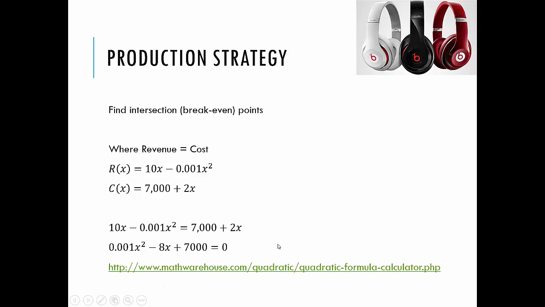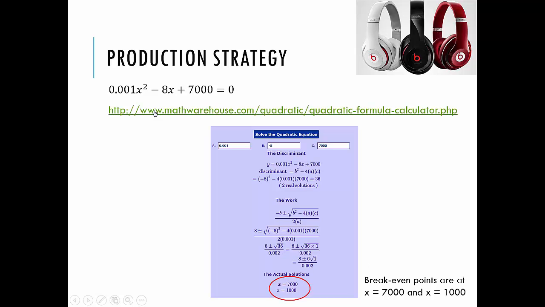Remember, when you solve a quadratic, you set everything equal to 0. And so then you plug in your A, don't forget that negative, you plug in your B, you plug in your C, and this gives you your solutions. So your break-even points are at 7,000 and 1,000. So that's where you're breaking even.